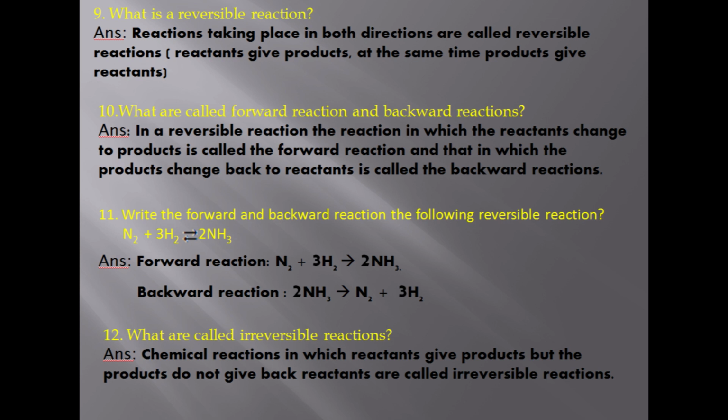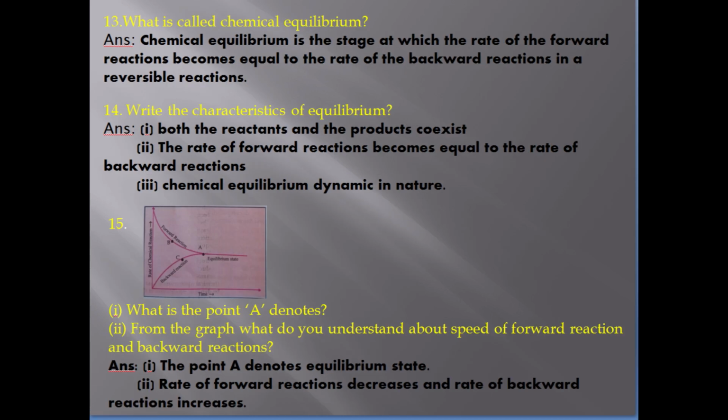Reactions taking place in both directions are called reversible reactions. In a reversible reaction, the reaction in which the reactants change to products is called the forward reaction, and that in which the products change back to reactants is called the backward reaction. But in some reactions, the reactants give products, but the products do not give back the reactants. These are called irreversible reactions.